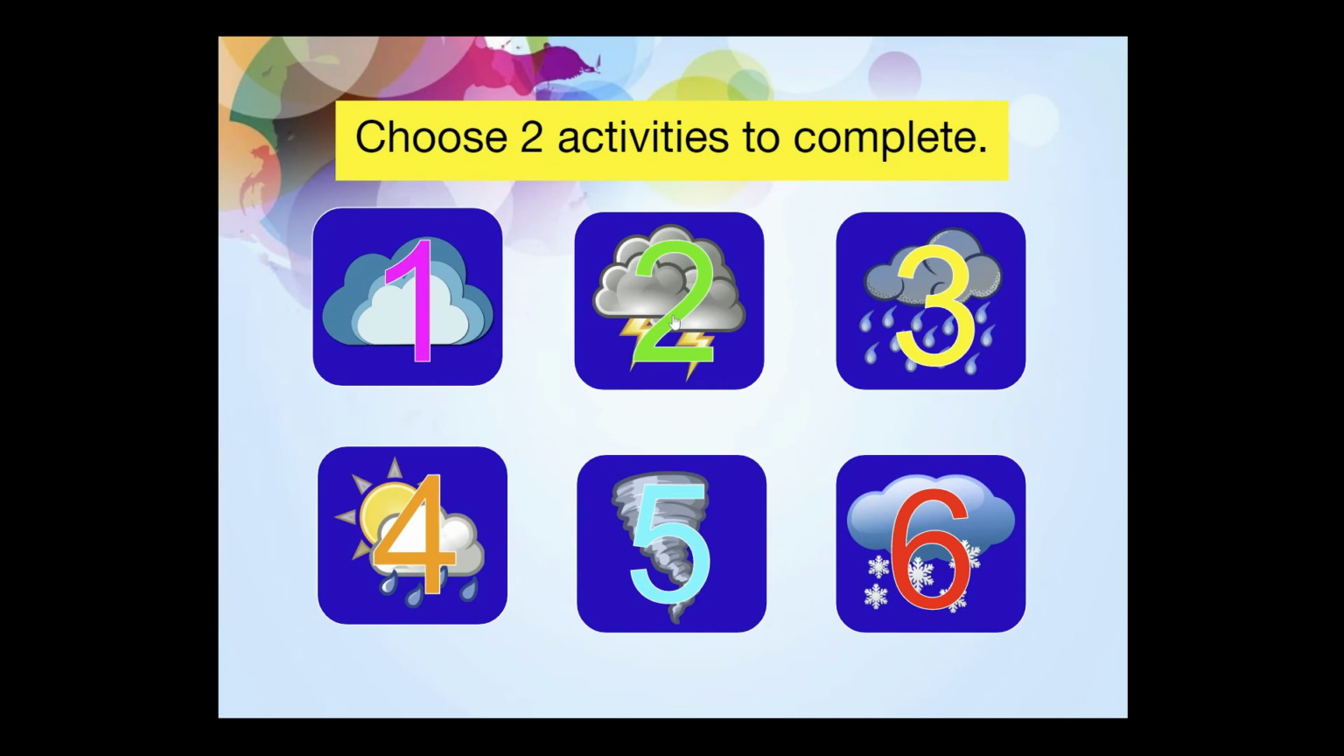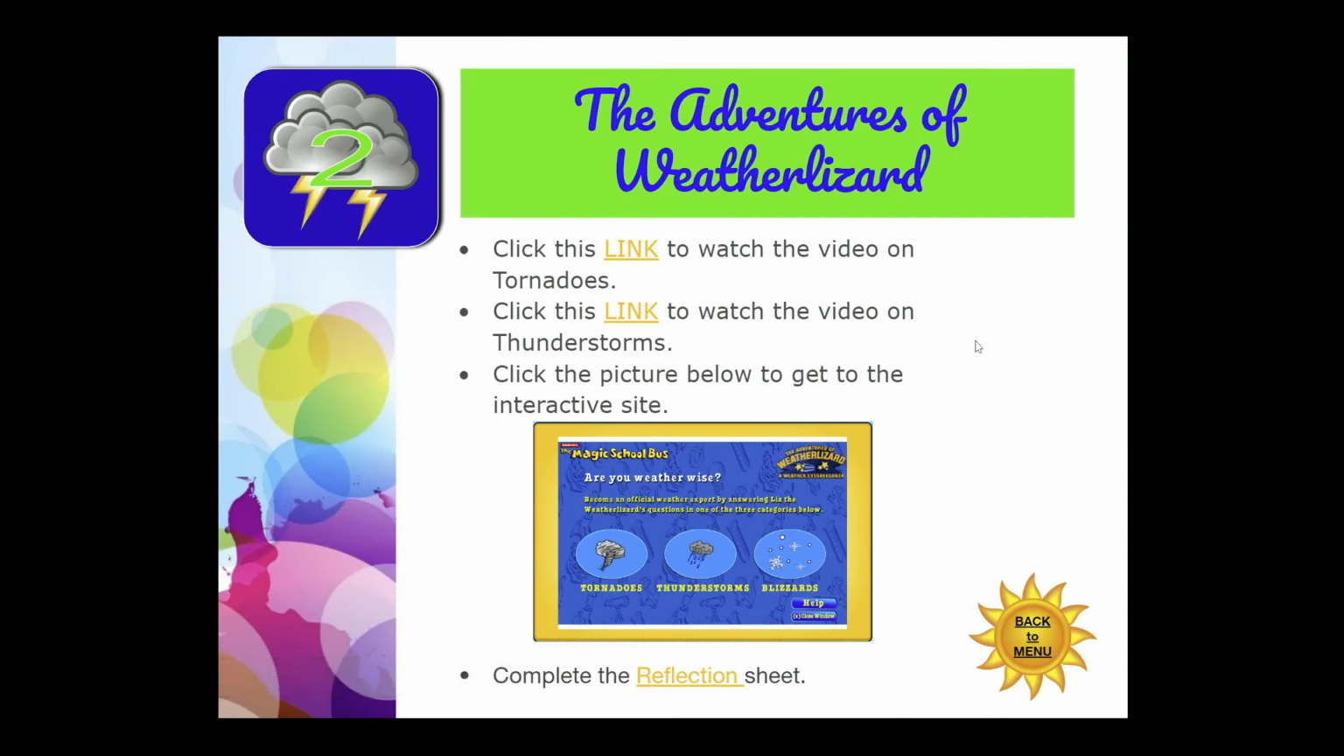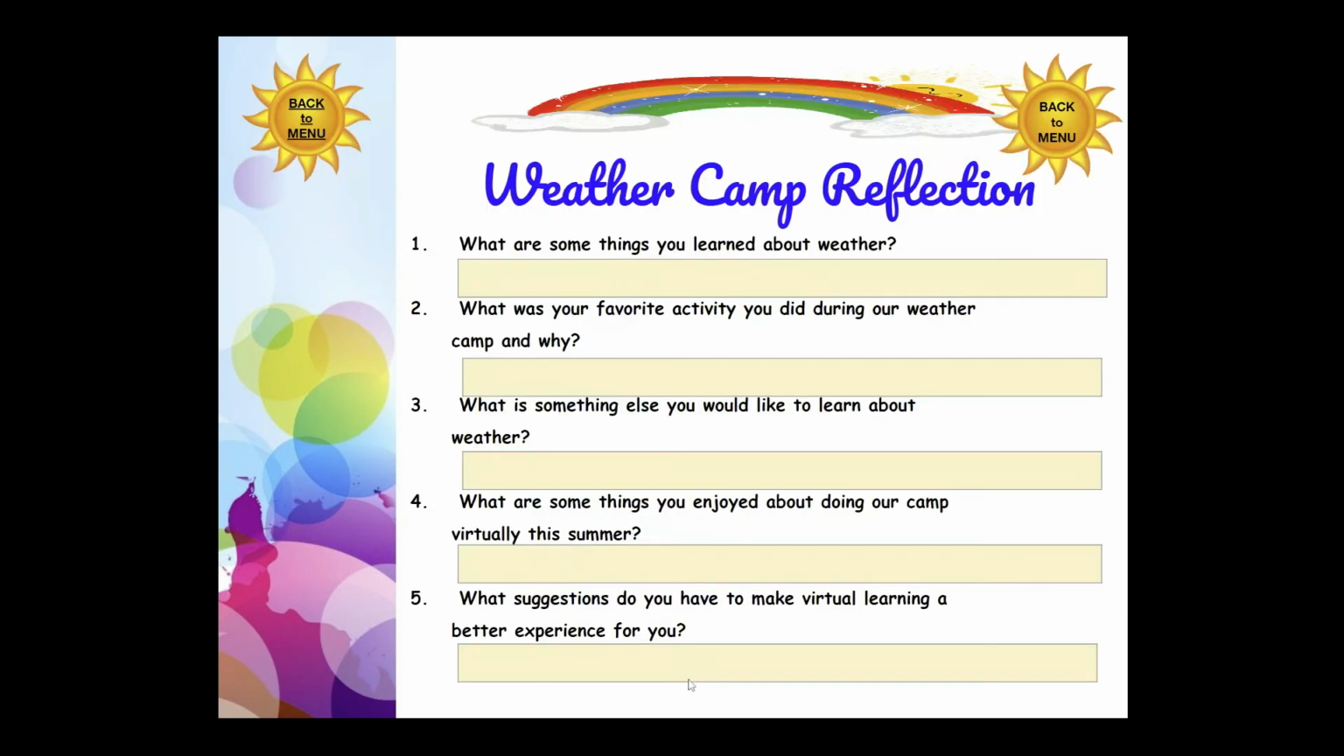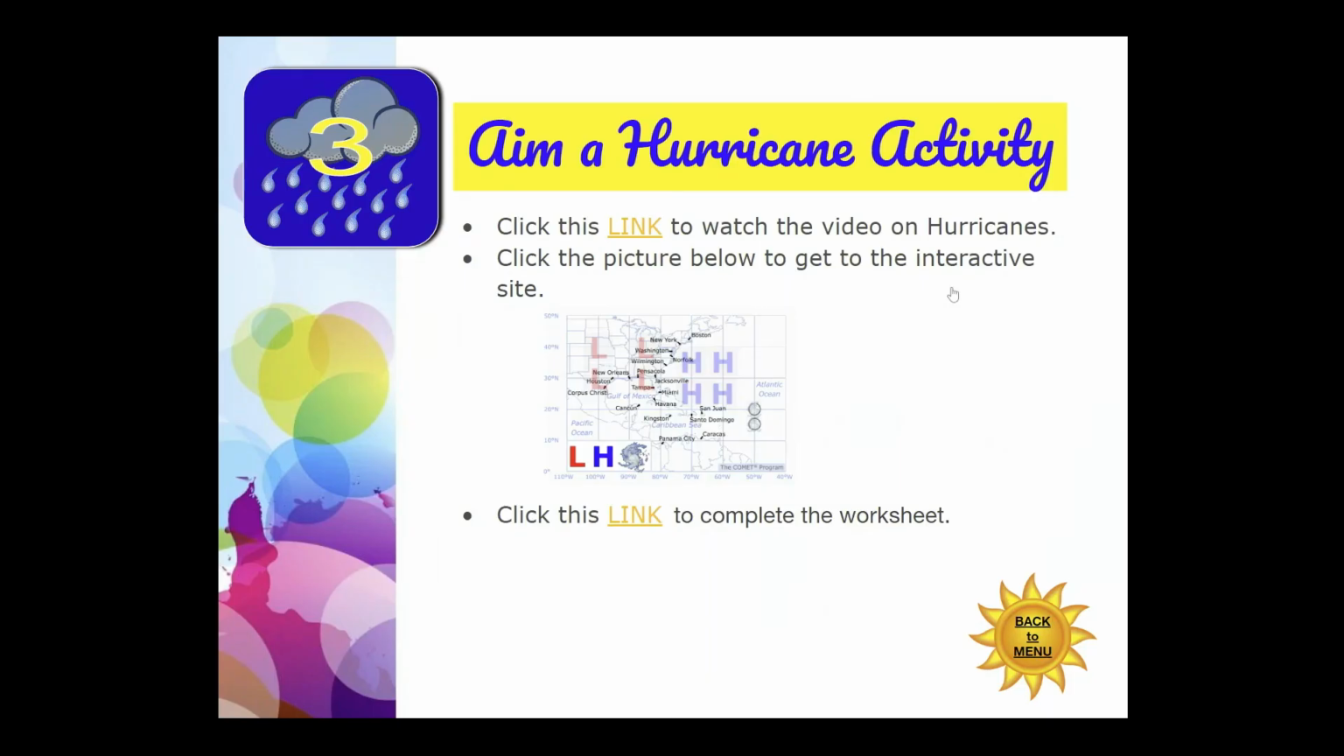So let's see if the rest of our options work. When they click this, they will be directed to the second activity option. They're able to follow the directions. There is no worksheet that I've included for this activity, but there is a reflection sheet I'd like them to complete. So they can click that. When they're done typing their answers for the reflection, they can click the home button.